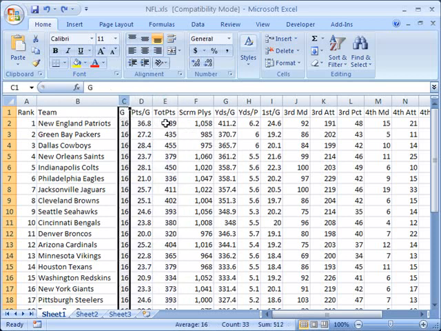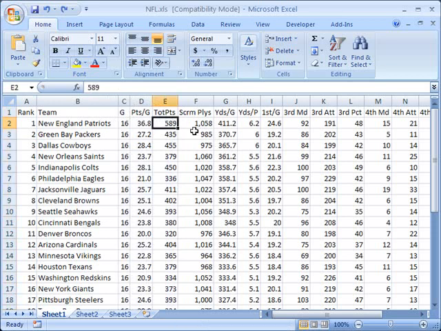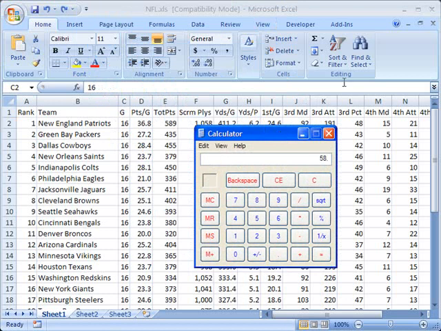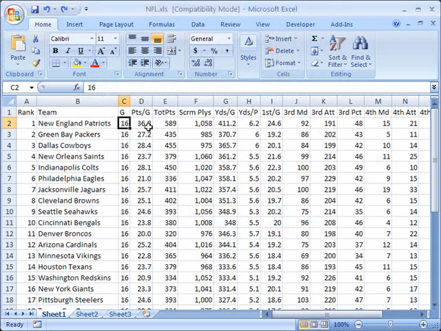So, for example, the New England Patriots scored 589 total points. They did that over the course of 16 games. So, 589 divided by 16 equals 36.8, which you see is the value that we have in points per game. However, the values that currently sit in the spreadsheet are very static values. They're almost what I would refer to as dumb values, meaning that none of the values are tied to any of the numbers in any of the other columns or rows.